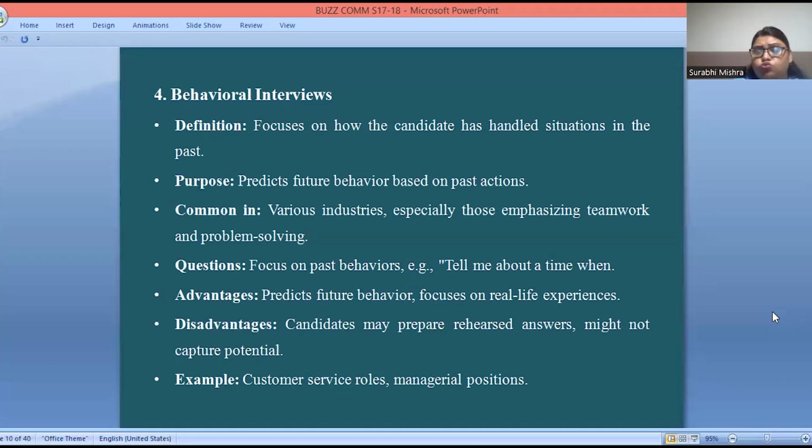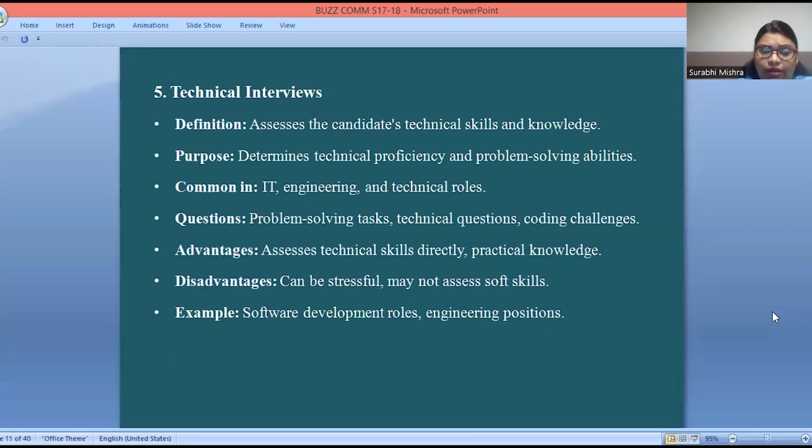To manage a team, to be a team leader, how he has managed the team, how he was behaving with his team members, and all this may be included in a behavioral interview, right? Moving to the next category, the technical interview.